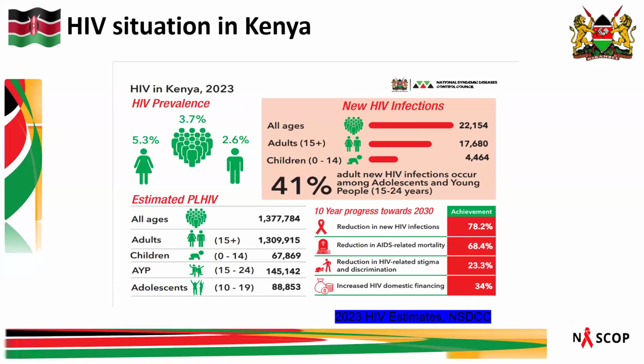As you can see, these are the 2023 estimates. Currently, the country has a prevalence of 3.7%, 5.3 in females and 2.6 in males. The estimated number of people living with HIV in the country is around 1.4 million. Adults, that we classify as 15 and above, we have around 1.309 million. Children 0 to 14 years, we have 67,869.